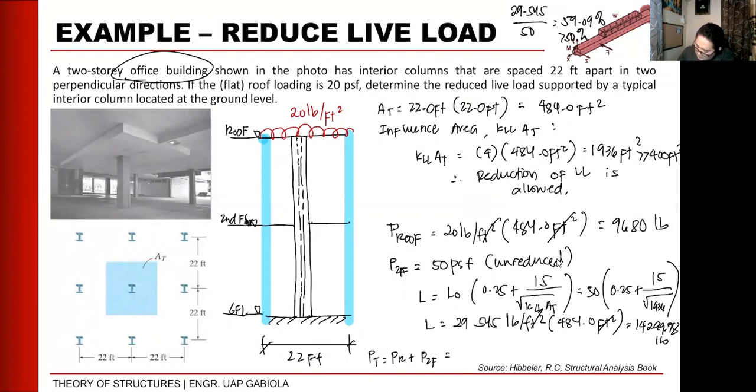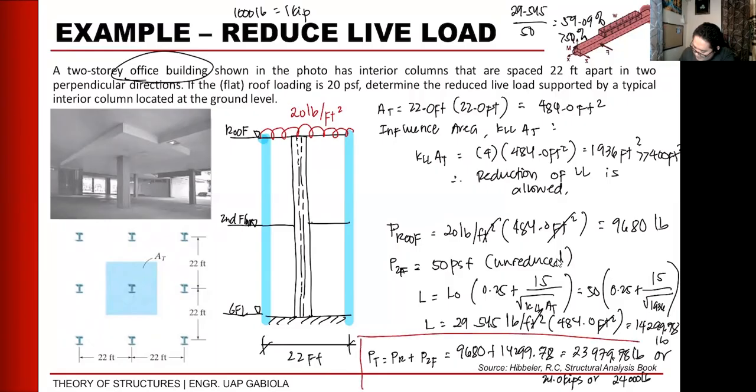So, yung total load natin, P total natin will be equals to PR plus P2F. Okay? So, this will be 9,680 plus 14,299.78. That will be equals to 23,979.78 pounds. Okay? Or, pwede na siyang tawagin na 24,000 pounds. Or pag i-divide ulit natin, again, 1,000 pounds is equals to 1 kip. So, pwede yung sagot natin will be equals to 24 kips. Okay? 24 kips na lang. Okay? So, this will be your final answer for this example.